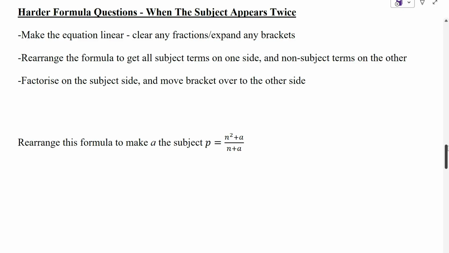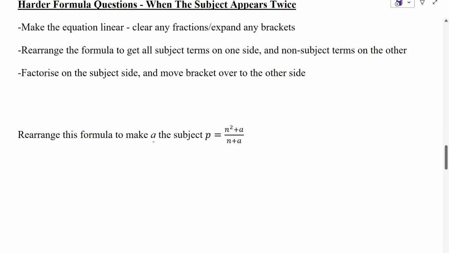Now let's actually apply that to this question. We need to make A the subject of this formula here. As you can see, A appears twice. Let's go ahead and follow our process. Let's make it linear first of all. Let's take this fraction over. P brackets n plus A equals n squared plus A. Let's multiply this bracket out. So Pn plus AP equals n squared plus A.